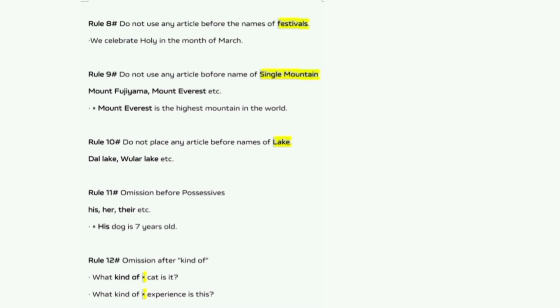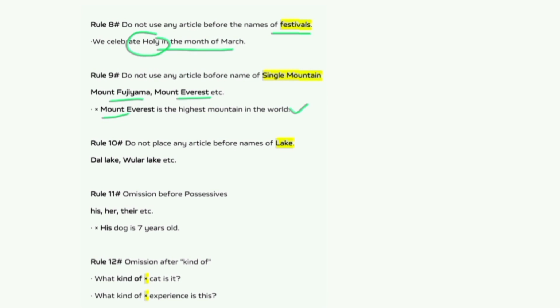There are some nouns before which we put zero article. Like, we place no article before festivals. Like, we celebrate Holi in the month of March. And before the names of single mountains like Mount Fujiyama, Mount Everest, Mount Abu, and so on. As in the sentence, Mount Everest is the highest mountain in the world. But remember, if you want to talk about mountain ranges, then we put the article the before that. Like, the Himalayas are the highest mountains in the world.